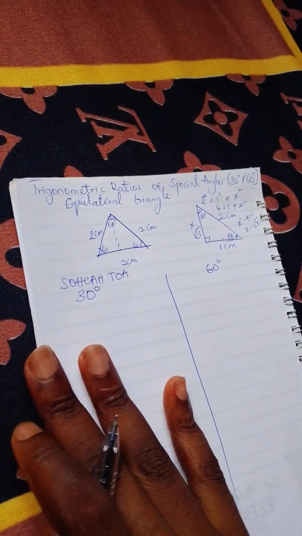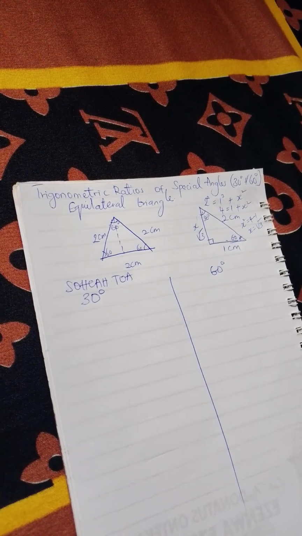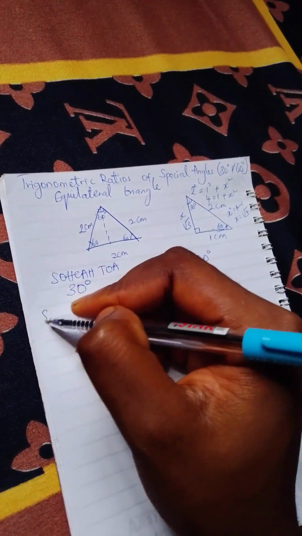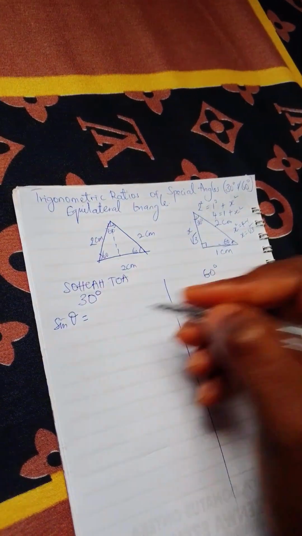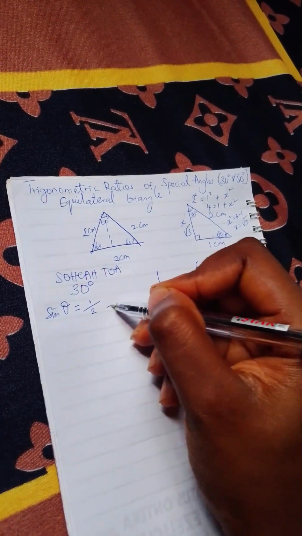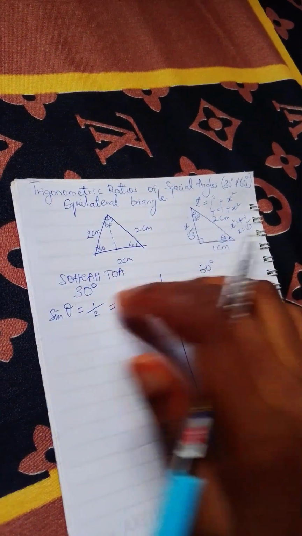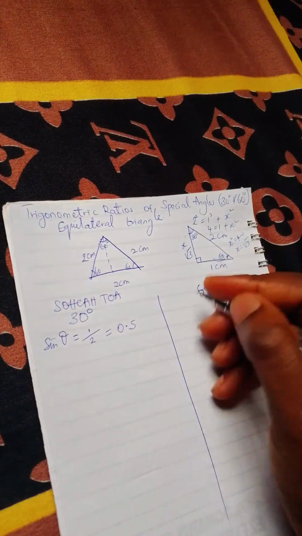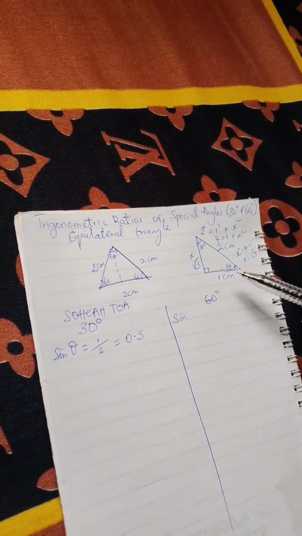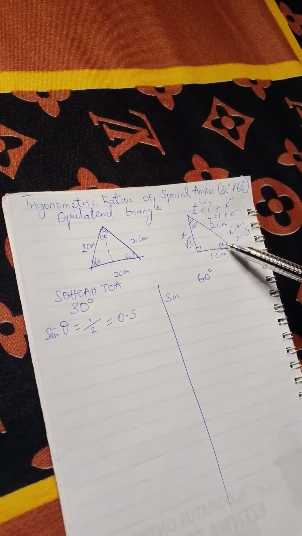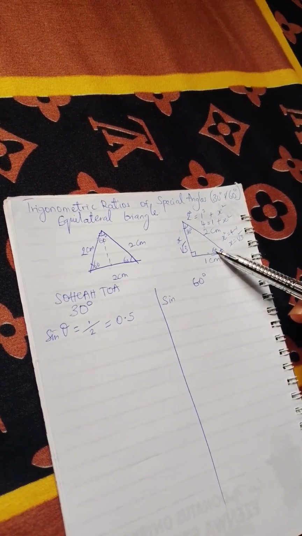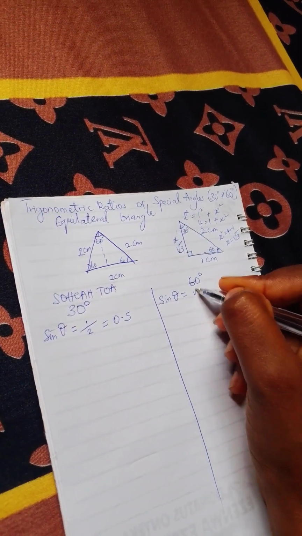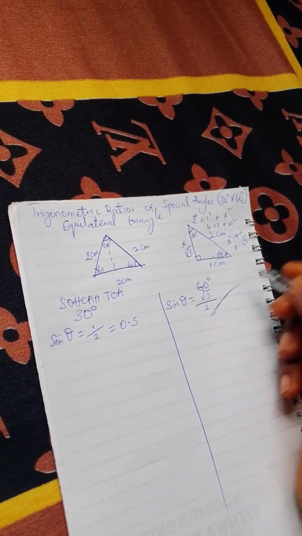So now my sine 30 degrees is going to be opposite over hypotenuse, and my opposite is 1 centimeter and my hypotenuse is 2 centimeter. So sine theta is going to be equal to 1 over 2, which is also equal to 0.5, and that's it. Then for that of 60 degrees, sine is again opposite over hypotenuse, but since I'm making use of 60 degrees, my opposite will be root 3 and my hypotenuse will be 2. So sine theta here is going to be root 3 over 2, and that is it.